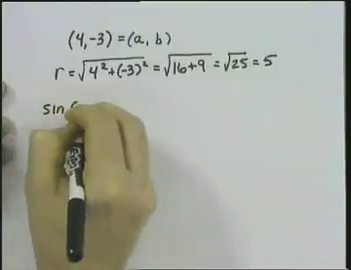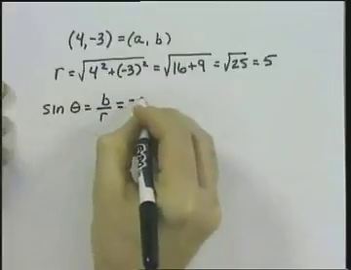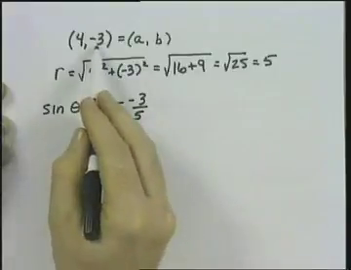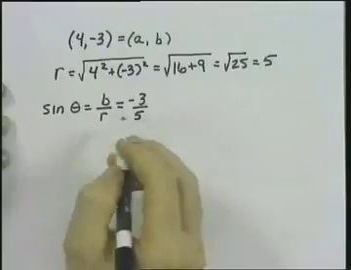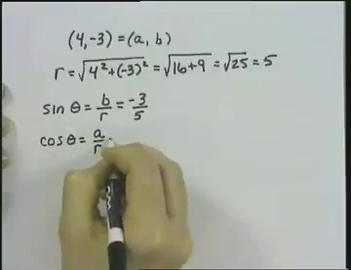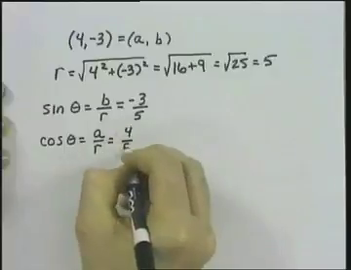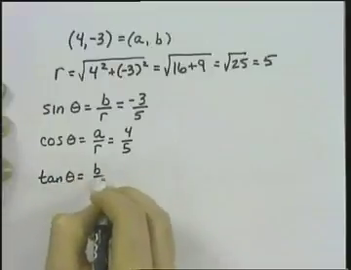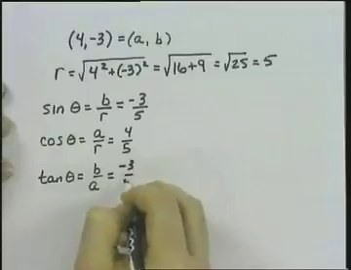For example, the sine of theta is equal to B over R, so that's going to be negative 3 over 5. Notice that this is just the y-coordinate divided by the distance from the origin to the point. The cosine of theta is A over R. That's the x-coordinate over the distance. So that's going to be 4 over 5. The tangent of theta is the y-coordinate over the x-coordinate. So that's going to be negative 3 over 4.